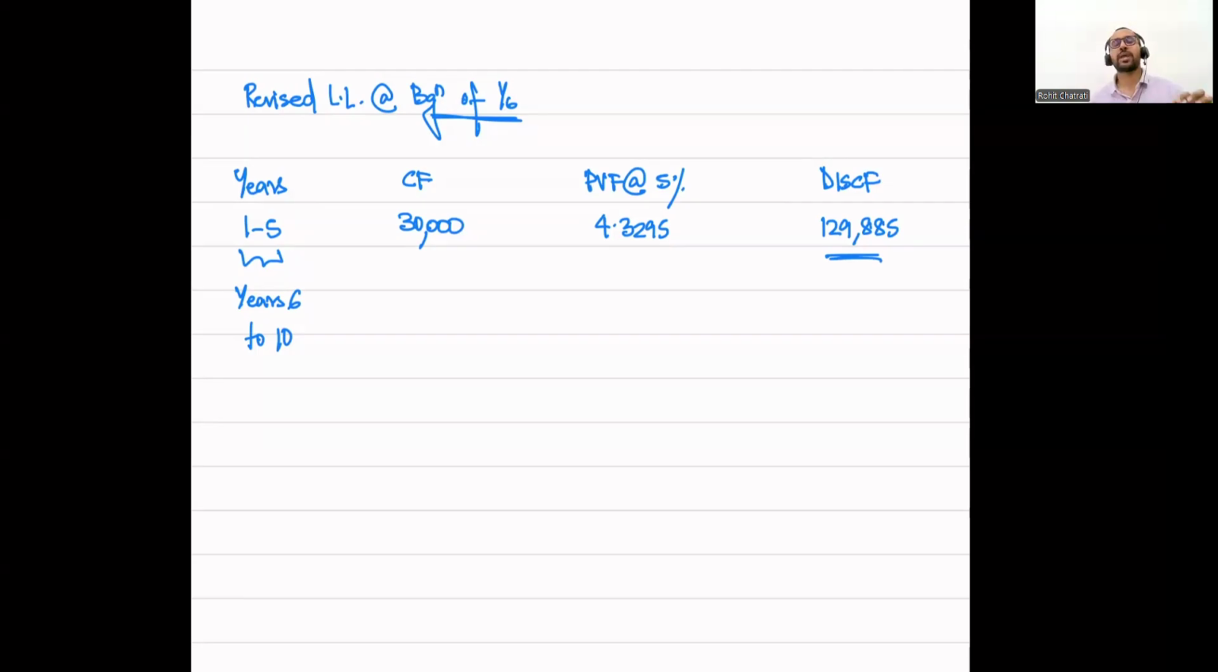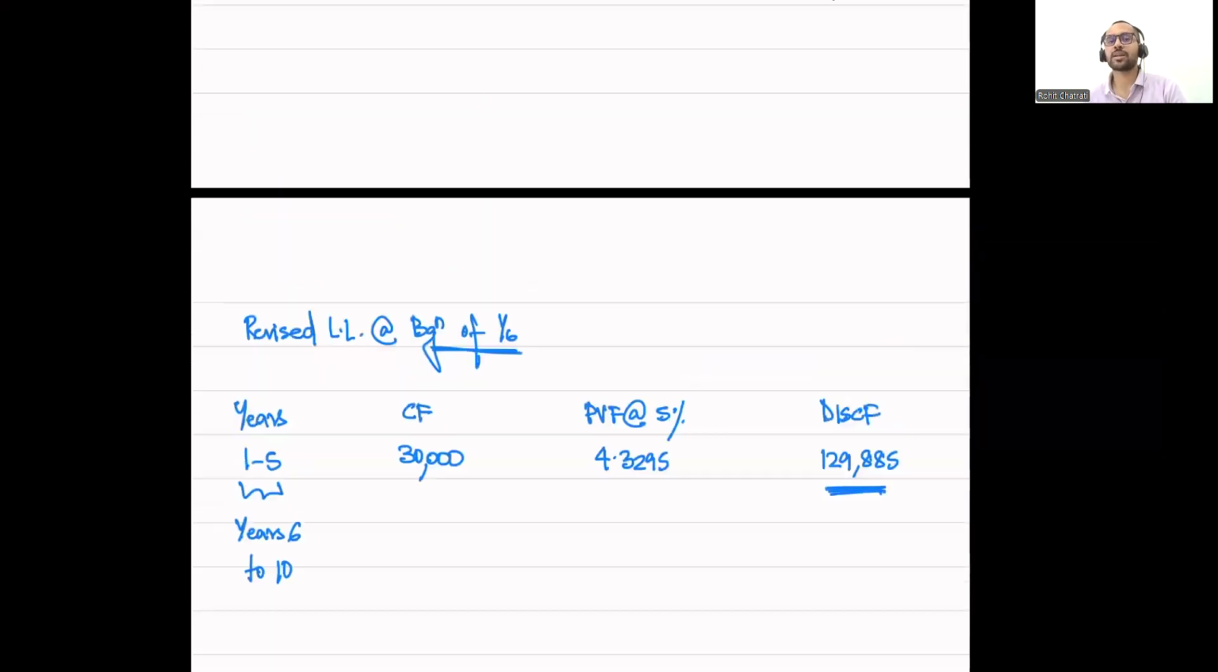1,29,885. I need to pay 30,000 for the next 5 years using a discount rate of 5%. The present value comes to 1,29,885. This is required to be my lease liability in the books of accounts. This should be my lease liability as at the beginning of year 6. At the beginning of year 6, after modification, 129,885 should be my lease liability.